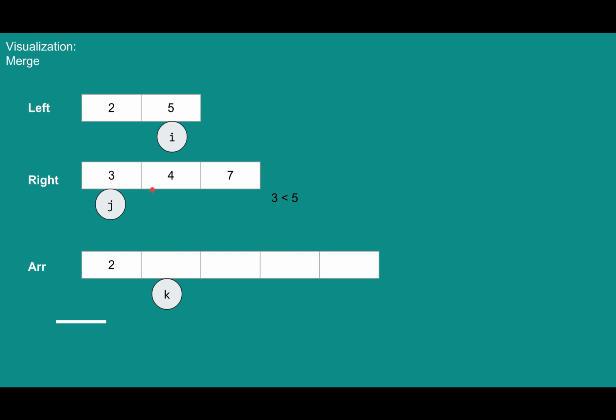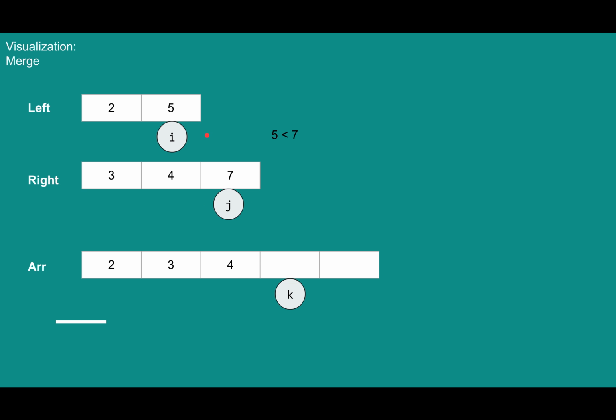We perform the same check again, and it turns out that right now has the lesser element. So we'll copy it down, we'll move the pointer for right up by 1, and do the same for our final array. And then we perform the same check. Right array still has the smaller element, so we can copy it down, move it up by 1, and move our final array up by 1.